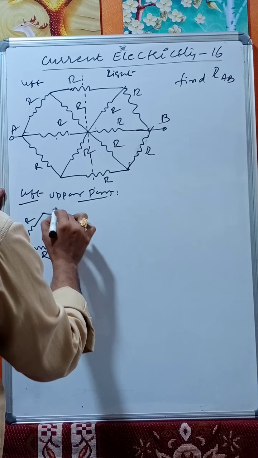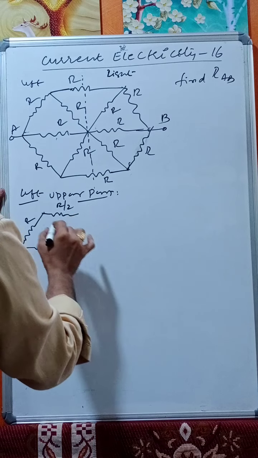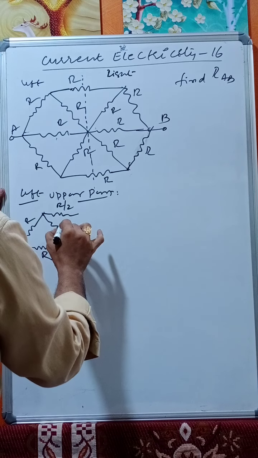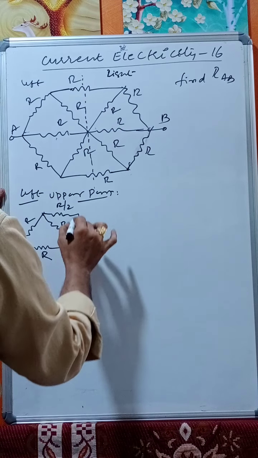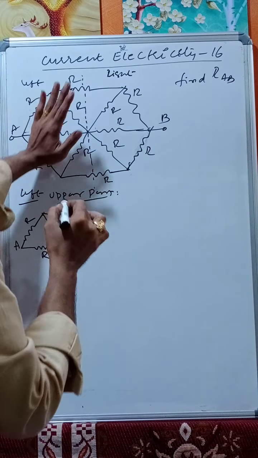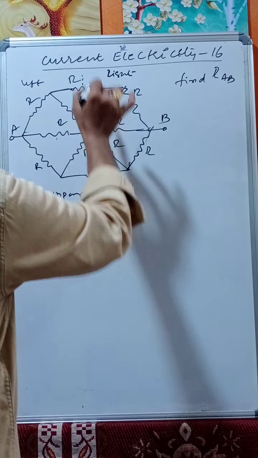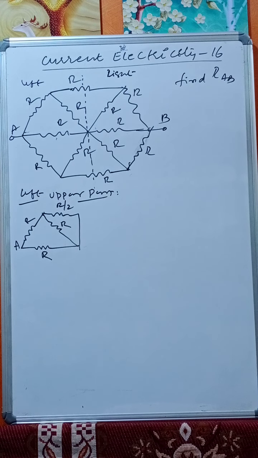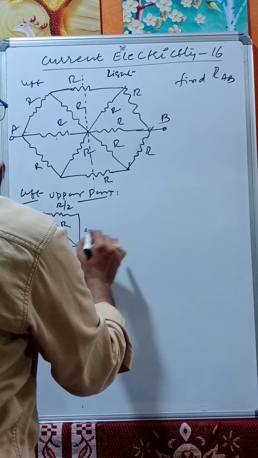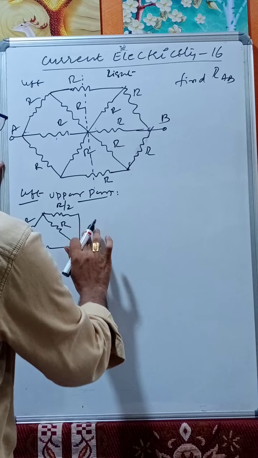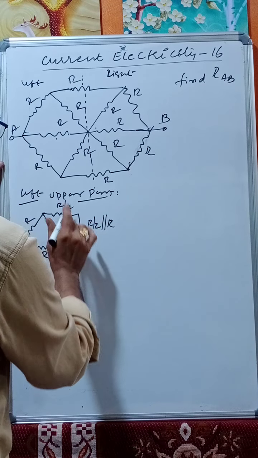This becomes R by 2. If you divide this one, this becomes R by 2, and this is R. We are joining it like this, the upper part of the left side mirror image. Now from here, this is equivalent to R by 2 in parallel with R.